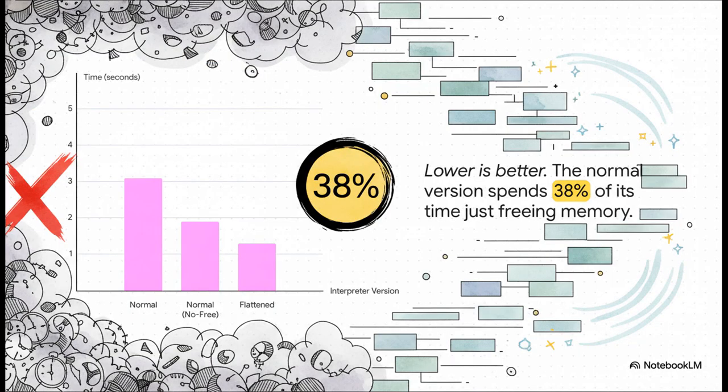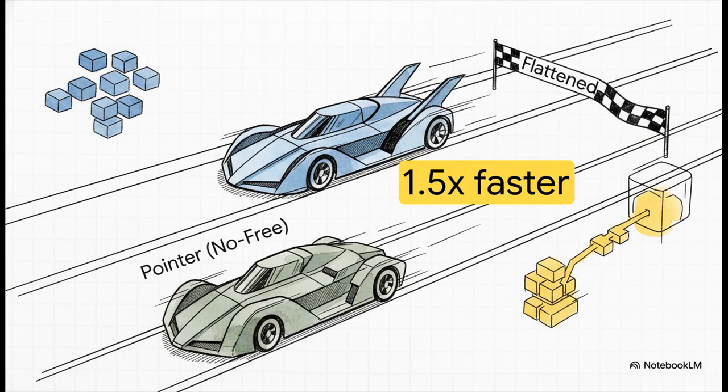And just think about the impact of that last point. In one experiment, they told the standard program to just not bother cleaning up its memory, and it got massively faster. It turns out the program was spending a staggering 38% of its total runtime just freeing memory, one scattered piece at a time. But here's the kicker. Even when you take memory cleanup completely out of the equation for both versions, the flattened one is still 1.5 times faster. Those benefits from locality and cheap allocation are powerful all on their own. This is not just a one-trick pony.